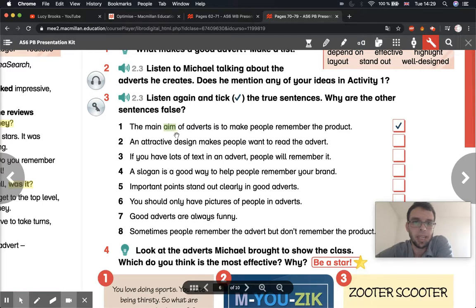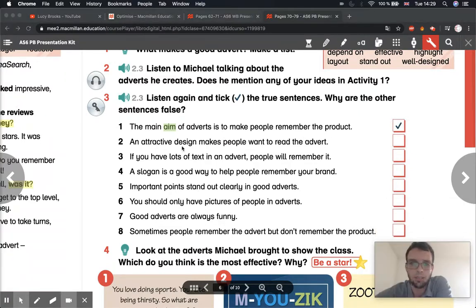It says the main aim, so the main objective of adverts is to make people remember the product, right? And that's true. Okay, that's an example here. Let's have a look. Number 2, an attractive design. An attractive design makes people want to read the advert, right? So if it looks nice, people want to read it. Okay, we have to listen and see if that's true.